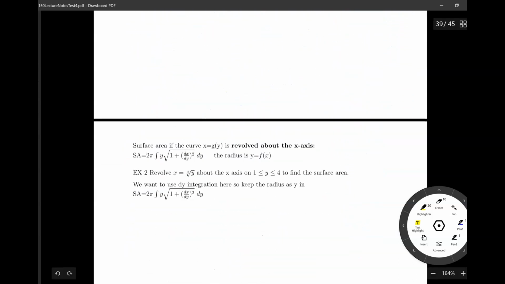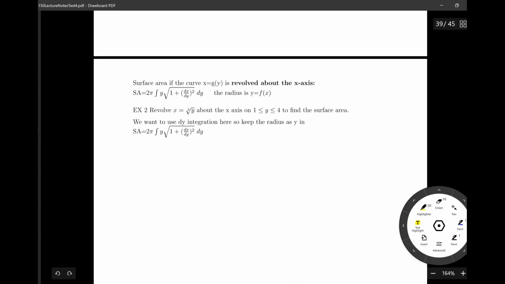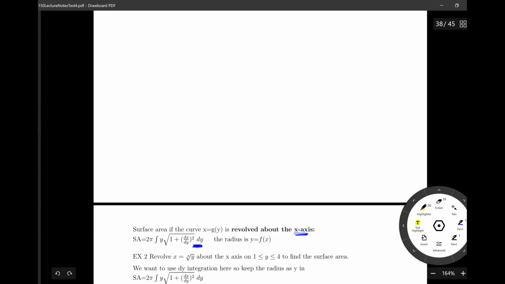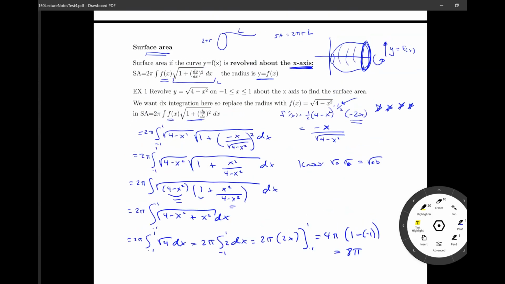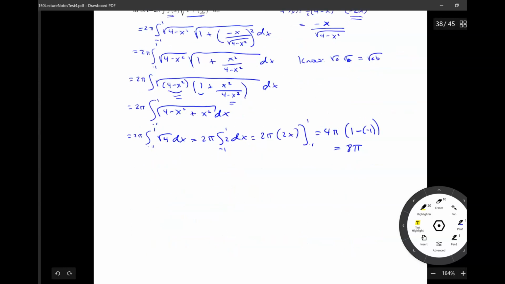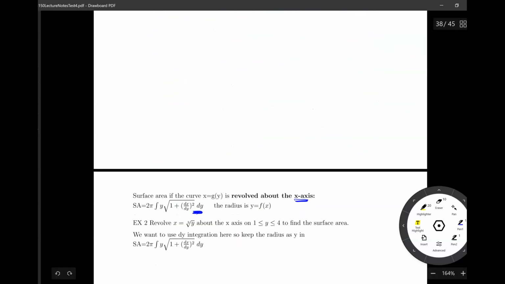All right, let's do another one. So this one is still being revolved around the x-axis, but this is showing us that we can do it with dy integration. Actually, let me stop here so that I can do this in a separate example. So this is doing dx integration, revolving it around the x-axis. This problem here, I'll be doing dy integration, revolving around the x-axis. You can do both.